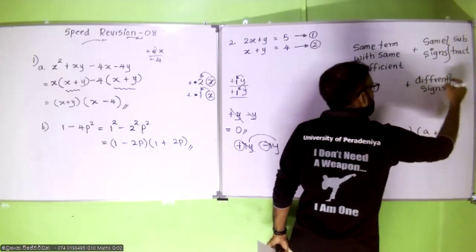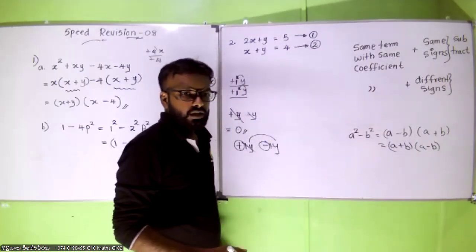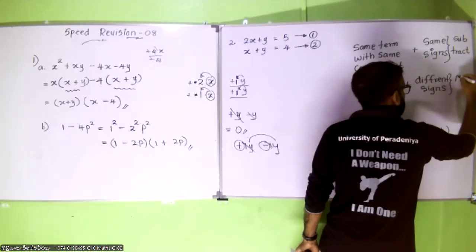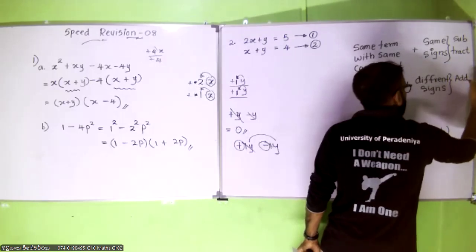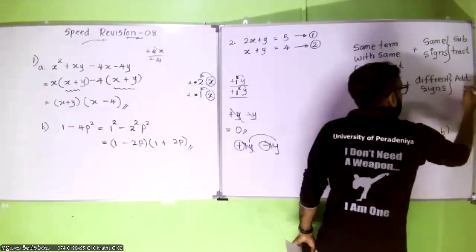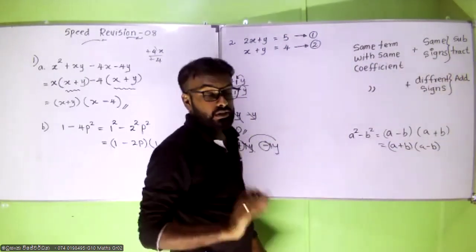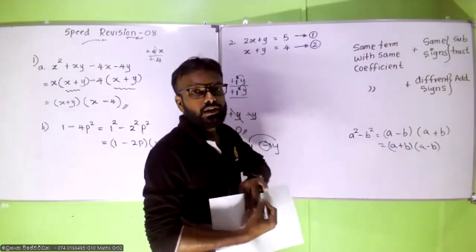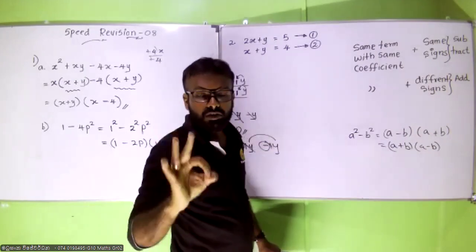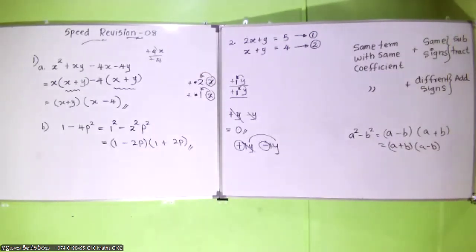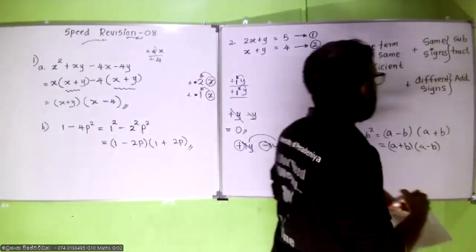Right? But different signs, then add the two equations. If you want, subtract the two equations or add the two equations. So for the simultaneous equation lesson, the whole thing that you need to remember is this one. You need to remember this.